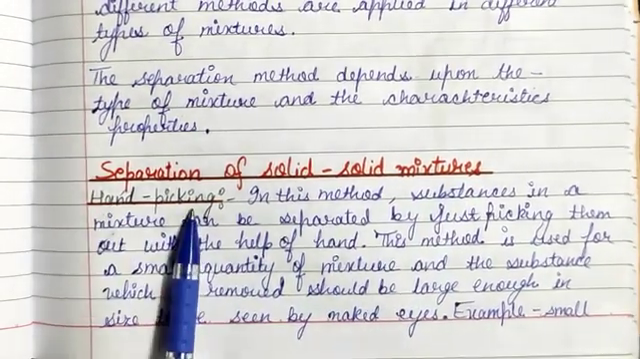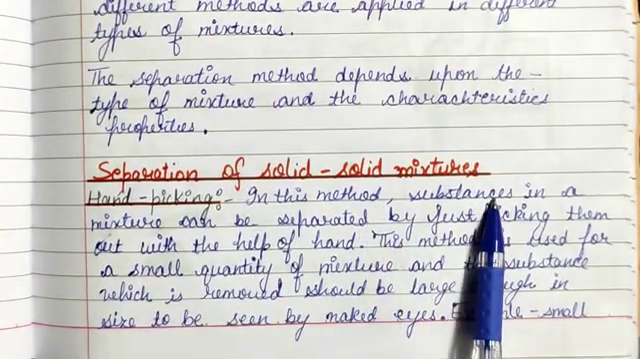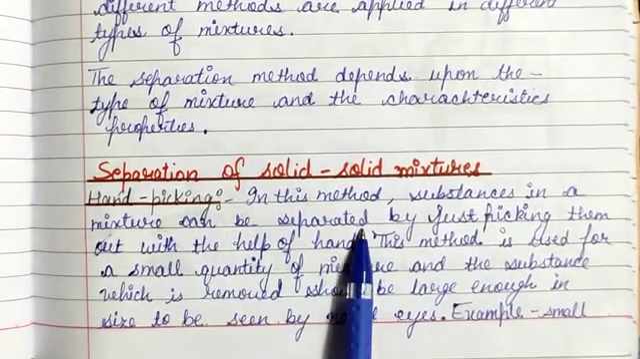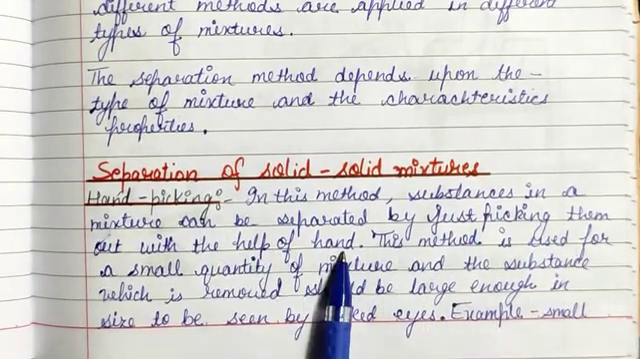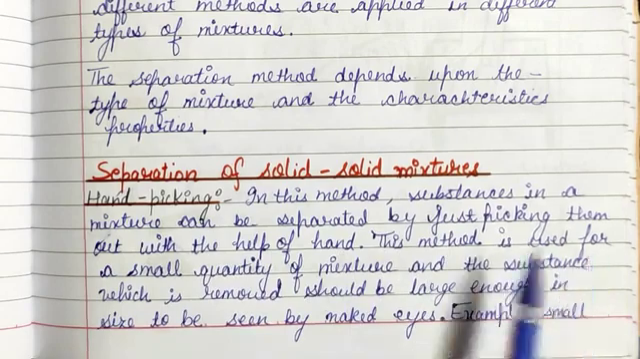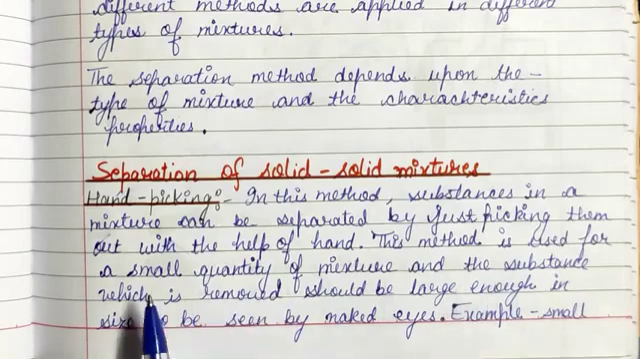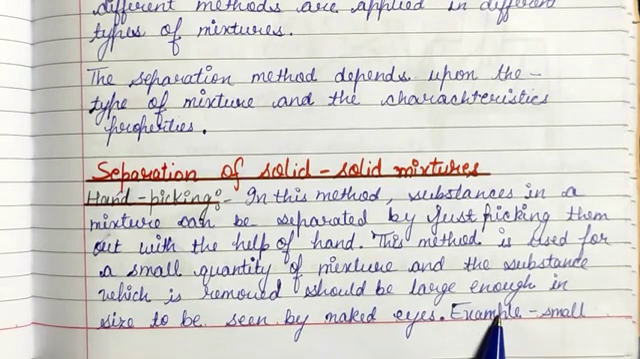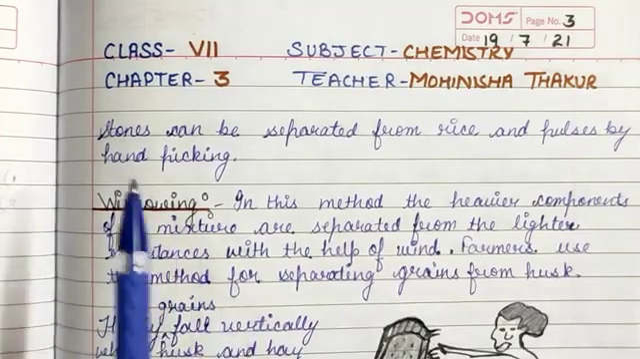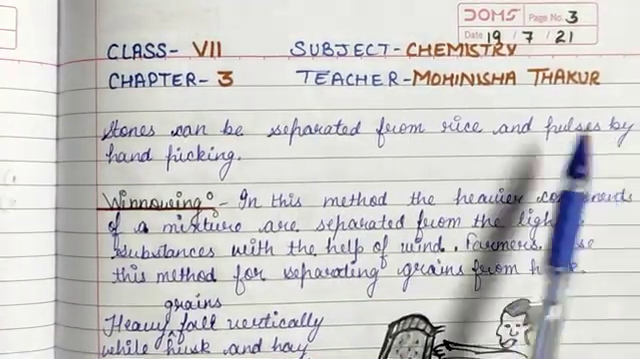First is hand picking. What is hand picking, students? In this method, substances in a mixture can be separated by just picking them out with the help of hand. This method is used for a small quantity of mixture, and the substance which is removed should be large enough in size to be seen by naked eyes. Example, small stones can be separated from rice and pulses by hand picking.